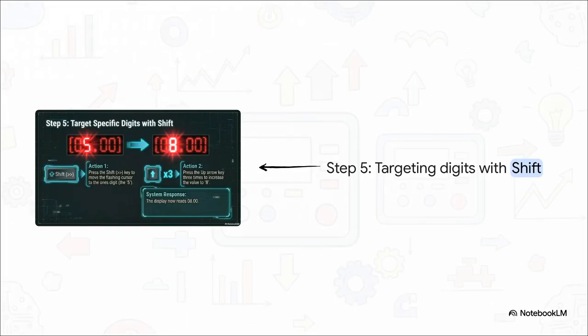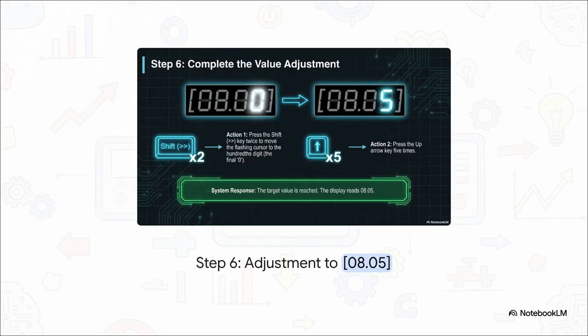Now, here is where the editing gets super efficient. We don't want to just hold the up arrow and wait for the 5 to slowly, painfully tick up to an 8. Instead, we use the Shift key to instantly pinpoint the 1s digit. The number 5 will start flashing. Then, we simply tap the up arrow 3 times to cleanly dial that digit up to an 8, making the display read 08.00. We just keep that rapid edit sequence going to finish our task.